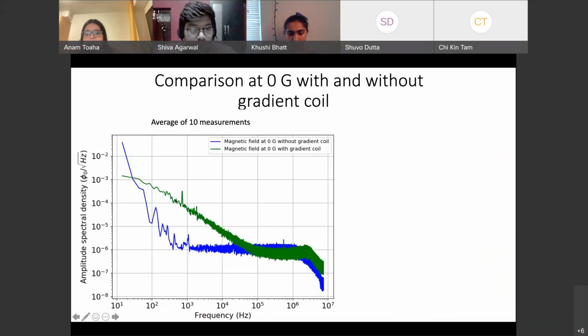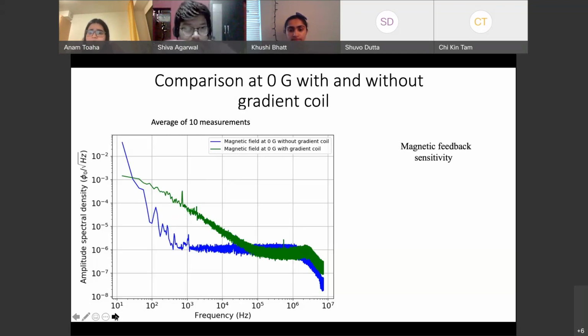As you can see, at 0 Gauss with the gradient coil, the spectrum is much noisier as compared to 0 Gauss without the gradient coil. This is due to the Johnson noise created by our gradient coil, as Johnson noise is the noise created by the thermal agitation of the charge carriers inside an electrical conductor. That's why we observe a noisier spectrum compared to without the gradient coil.